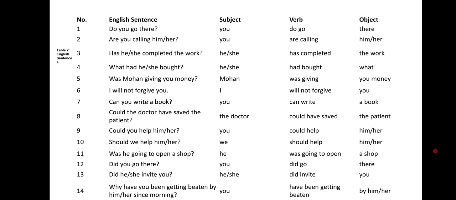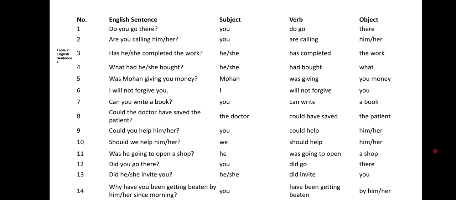Could you help me or her? You is the subject here. Could help is the verb here. Him or her is the object here. Should we help him or her? We is the subject here. Should help is the verb here, and him and her is the object here.